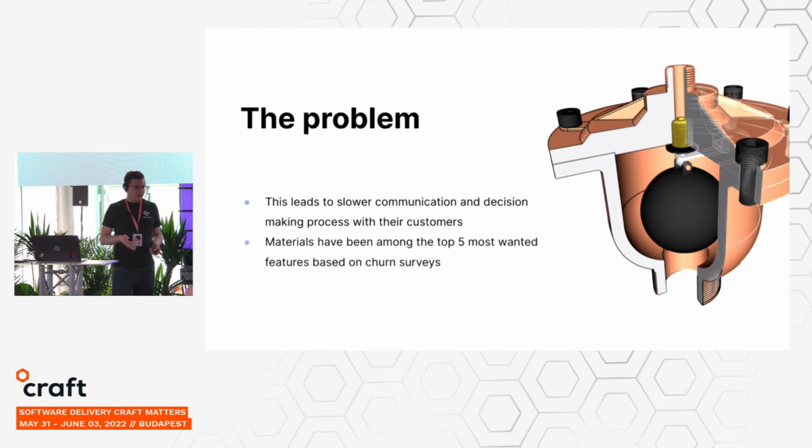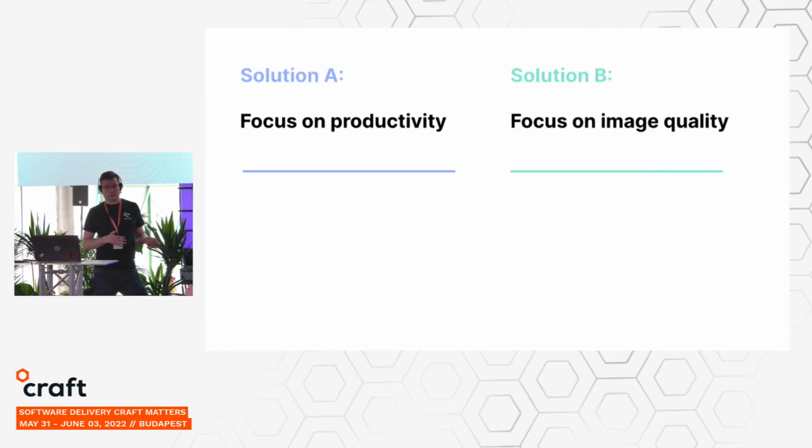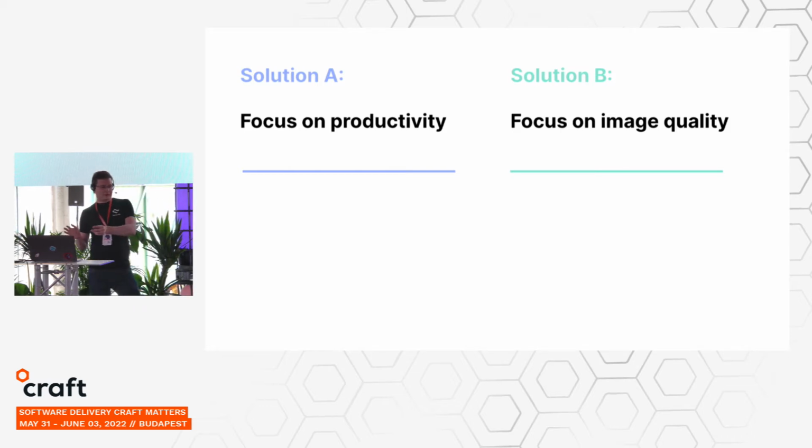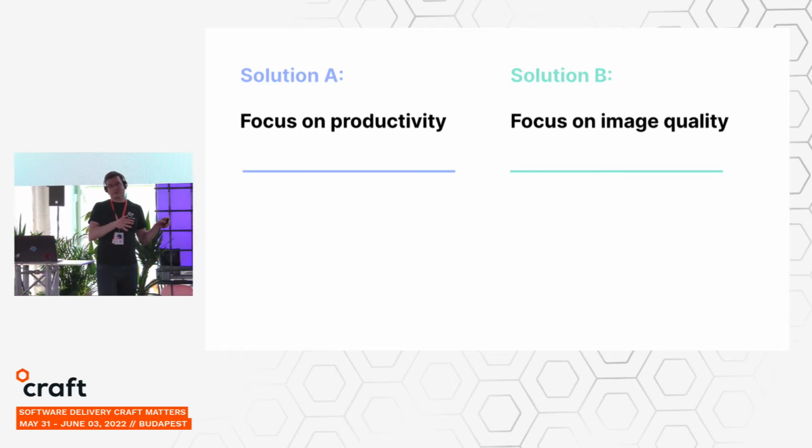So let's see how we could find a solution for this. One additional aspect to add is that materials have been one of the top 5 most wanted features based on our churn surveys. There are two options we can consider for a solution. The first one is focusing on productivity. The other one is focusing on image quality. Let's take a look at what they mean.